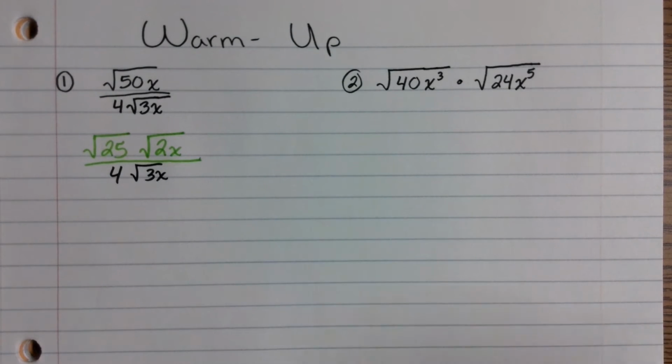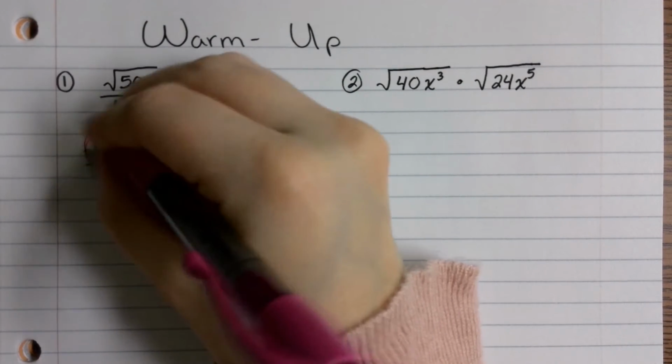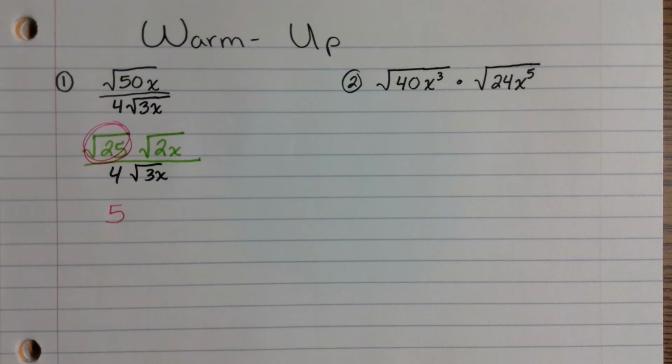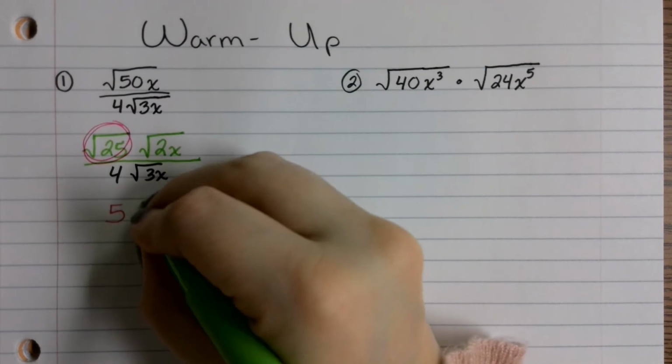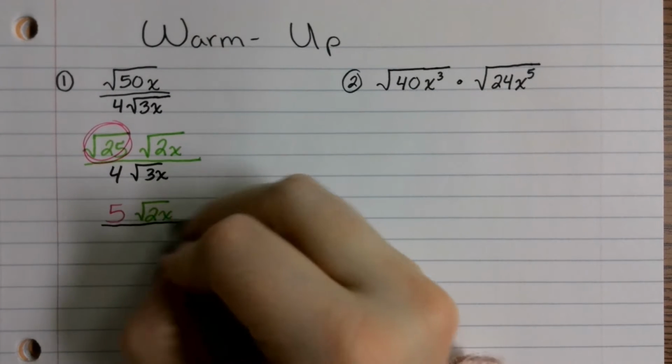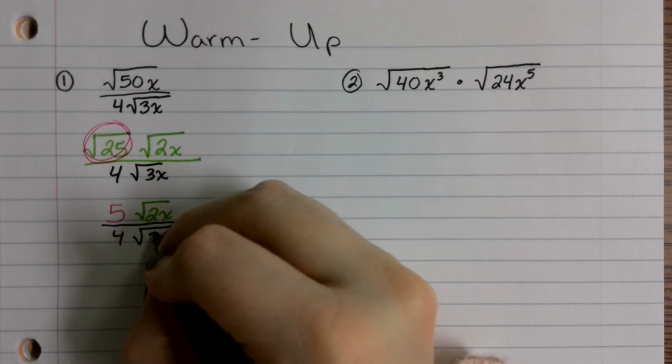We already know that 25 is a perfect square, so we can go ahead and break that apart into 5, or simplify it to a 5. So we now have 5 square roots of 2x over 4 square roots of 3x.